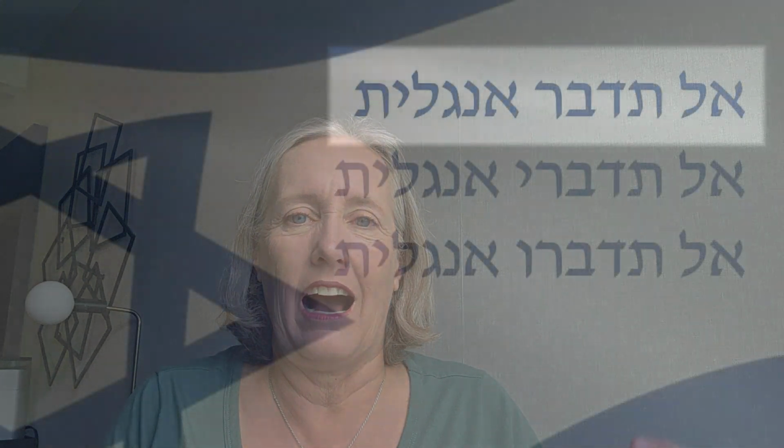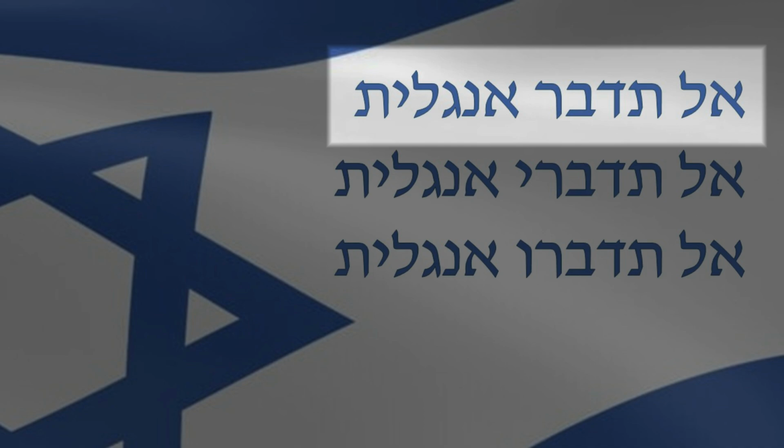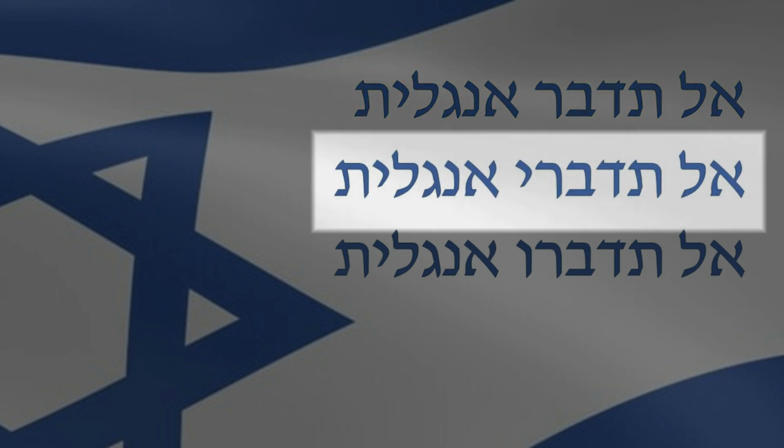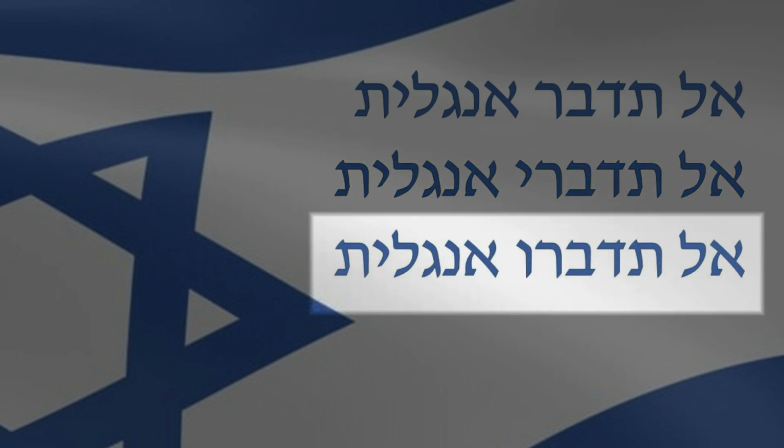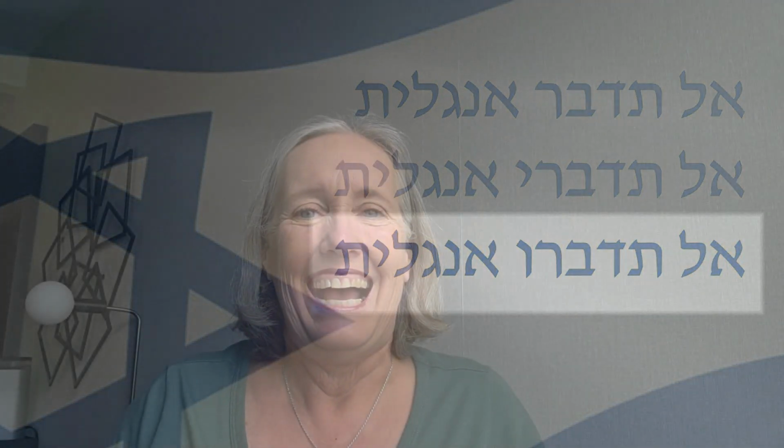And then the next part is just going to be the future tense of whatever the appropriate person is. So if I want to say, don't speak English in Hebrew class, it depends who I'm talking to. If I'm talking to one guy, it's going to be al tedaber anglit. If it's one gal, I'm going to say al tedabri anglit. And if I'm talking to the whole class, I'm going to say al tedabru anglit. And that's it for negative commands. Al plus the proper future form.